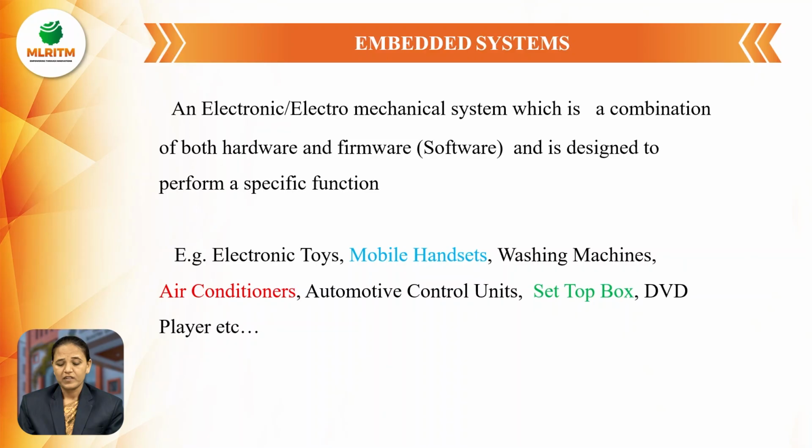As examples of embedded systems, you can see electronic toys, mobile handsets, washing machines, air conditioners, automotive control units, set-top boxes, DVD players, etc. These are all in your daily life. You see these as examples of embedded systems.